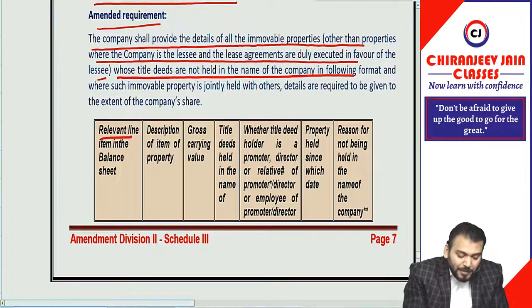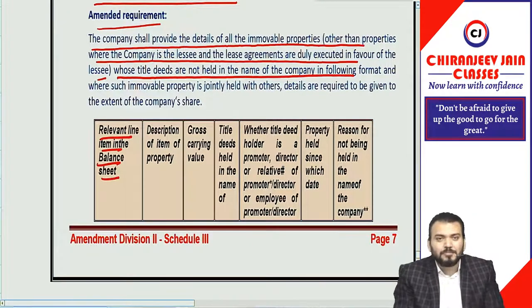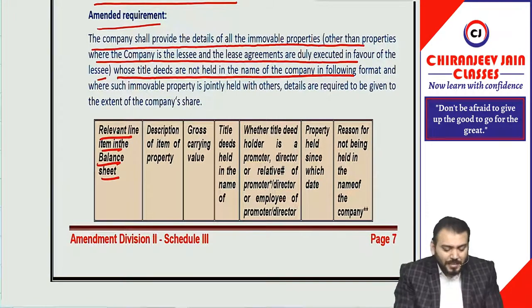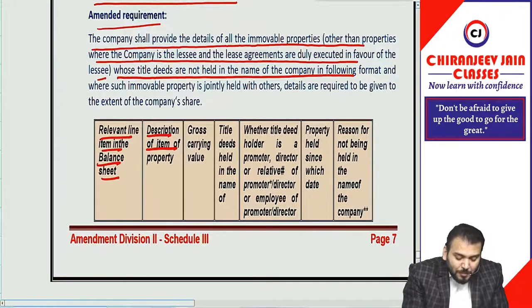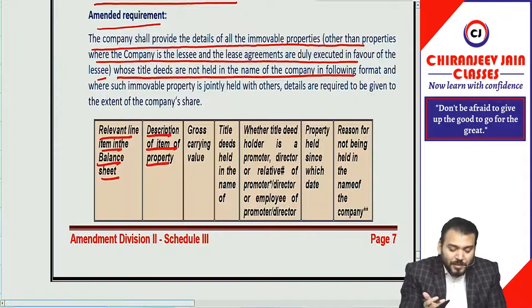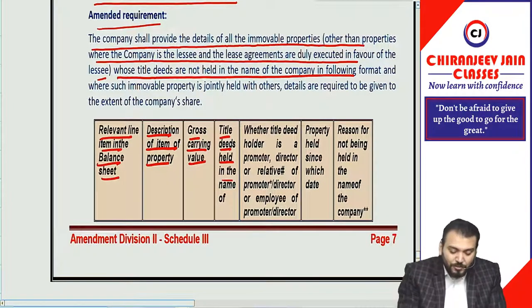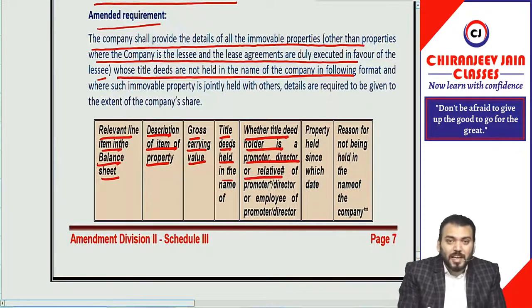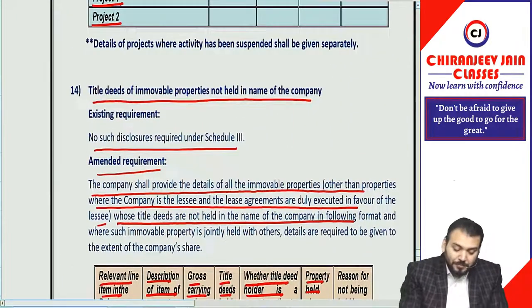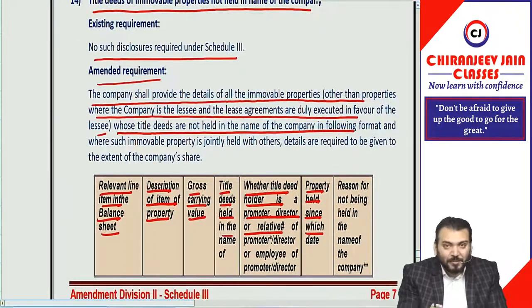Means we need to find out the relevant line item in the balance sheet. Relevant line item means whether it is property, plant and equipment, or investment property, or any other line item. Description of item of property means whether it is land, building, that you need to mention. Gross carrying value, what is the gross carrying value? Title deed held in the name of which person, that you need to disclose. Whether the title deed holder is a promoter, director, or any relative of promoter, director, or any employee of the promoter, director, that needs to be disclosed. Property held since which date? The property is held in the name of the company from which date? That we need to write down.